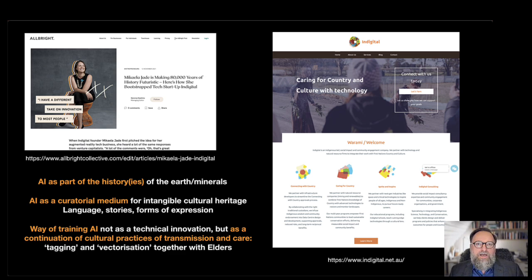This kind of relationship. AI is a curatorial medium, in this context, for intangible cultural heritage, curating languages that would get lost, stories, forms of expression, and they program the AIs as told. The ways of training are not typical for technical innovation cycles, but are a continuation of cultural practices of transmission and of care, the tagging and the vectorization of the elders. And these projects, most importantly, are always connected to educational projects and to social care. It's one project, actually, that does research on AI and does educational activities and does social work.